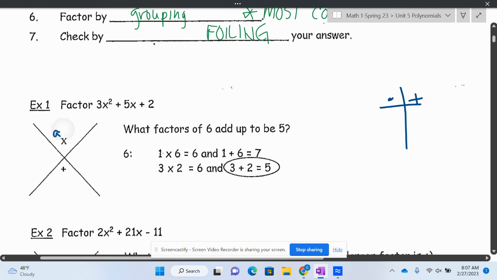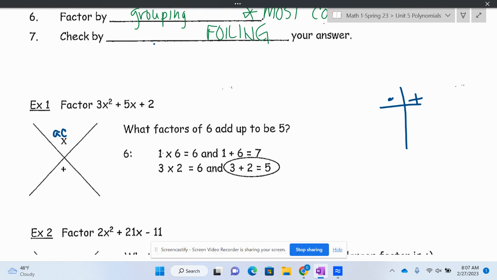Remember that the product is a times c. So when I multiply a times c, what do I get? 6. So I'm looking for the factors of 6 that add up to 5, the middle term. Factors of 6 that multiply together, but whose sum is 5.